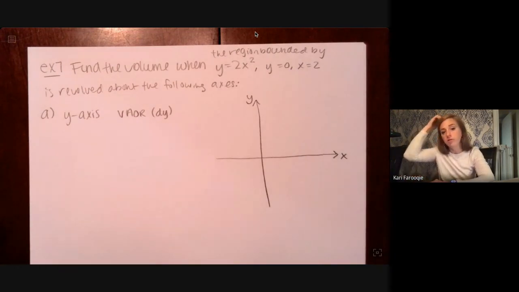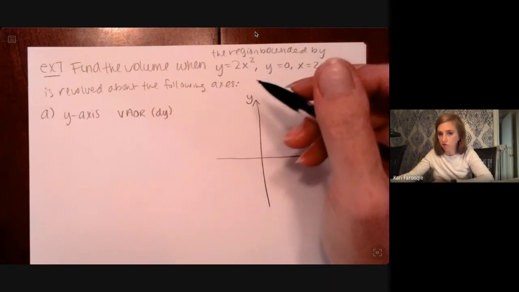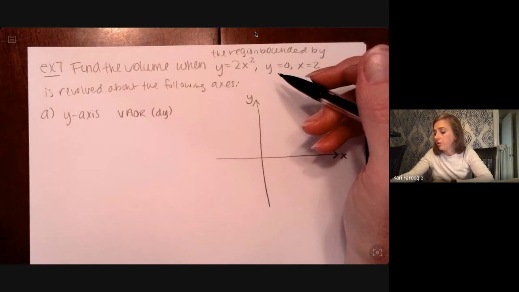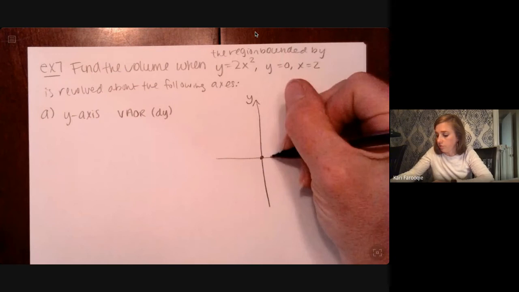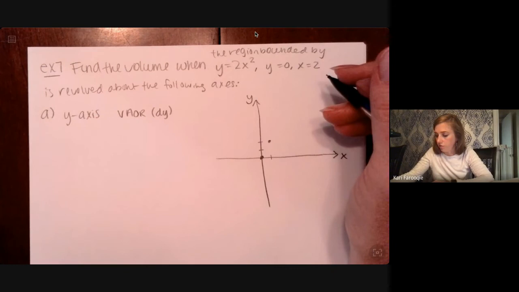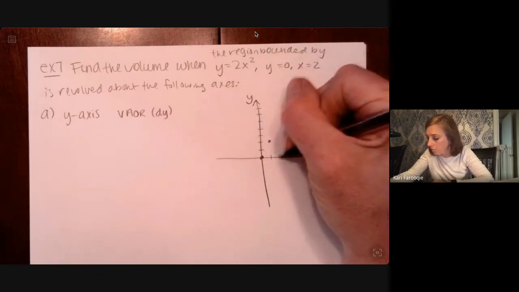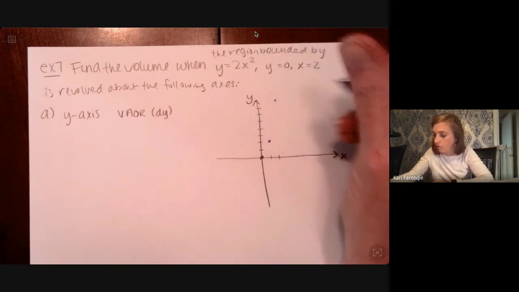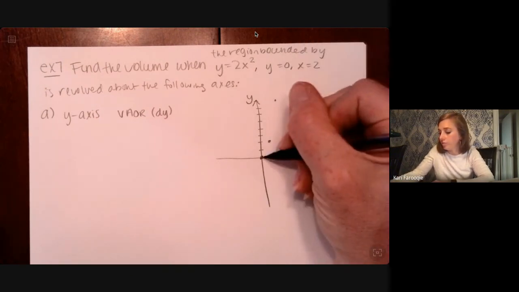So let's go ahead and draw this out. 2x squared is your standard parabola, but it's being stretched vertically by a factor of 2. So if x is 0, y is 0, that hasn't changed. But now if x is 1, y is 2. And if x is 2, y is 8. I don't have a whole lot more space here. We're bounded by y equals 0, which is the x-axis, and x equals 2.